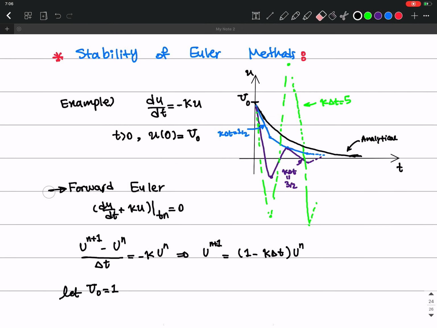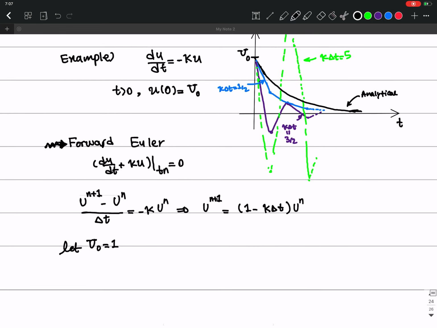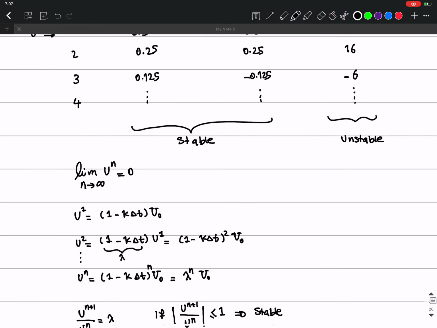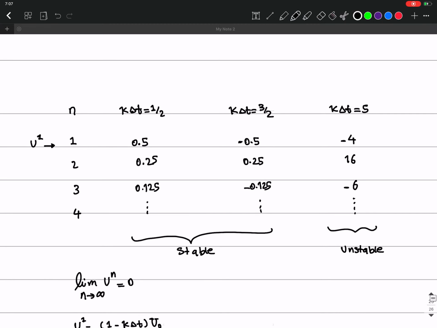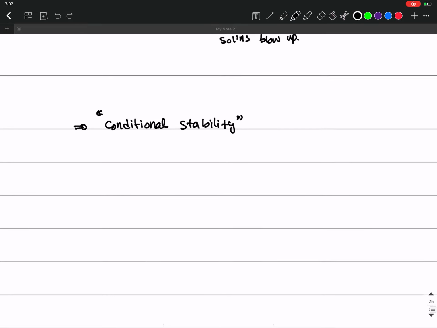So for forward Euler method, if kappa delta t is smaller than or equal to 2, we will have a stable condition, which is these two cases, right? We are stable. And if it is greater than 2, for example here, then we will have an unstable condition. And the solutions are going to blow up, okay?